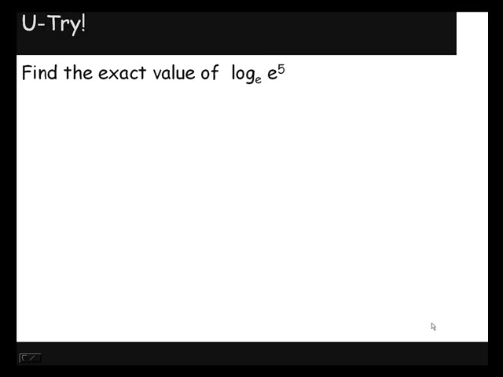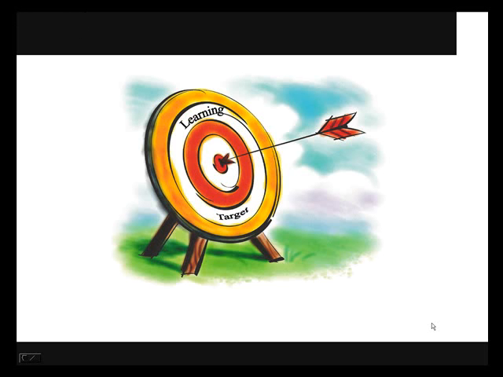Log base e of e to the 5. Well, that's log base e of e to the 5 equals what? Therefore, e to the x equals e to the 5. This one's kind of a no-brainer. We've already got like bases in e, so the bases are the same. Therefore, the powers have to be the same. X equals 5. That's our learning target for this lesson. I'll see you in class.